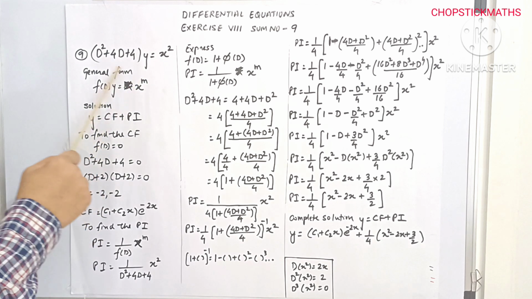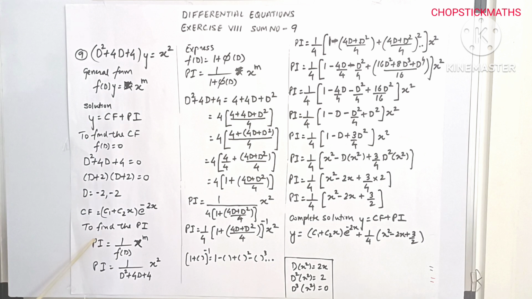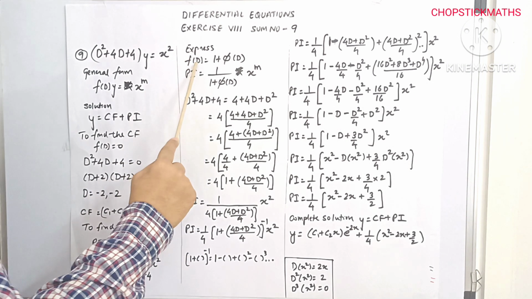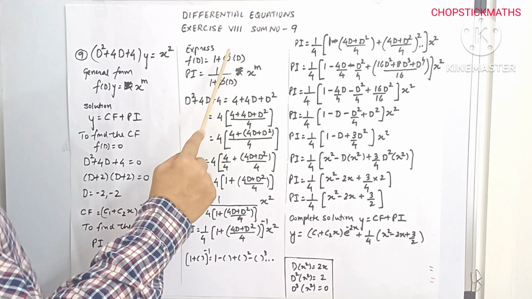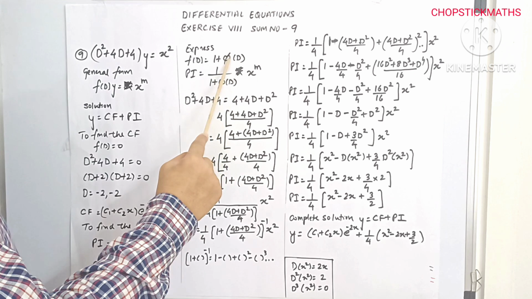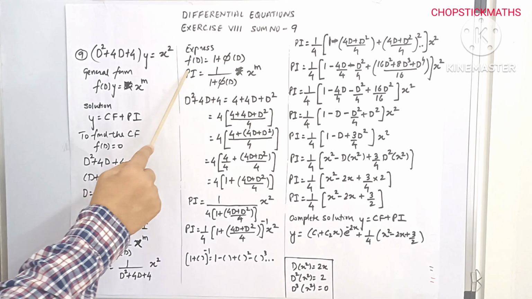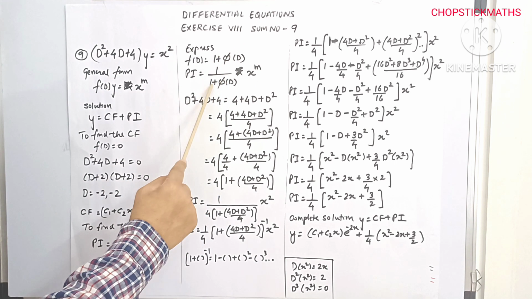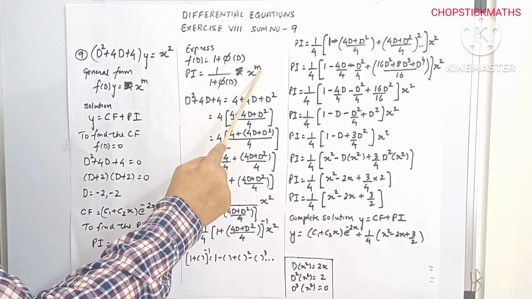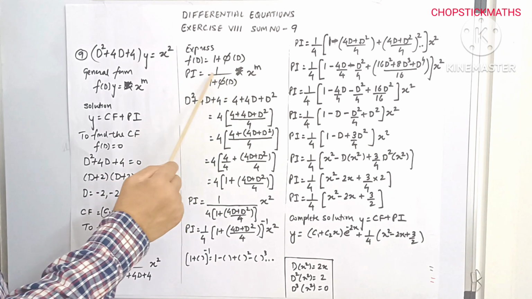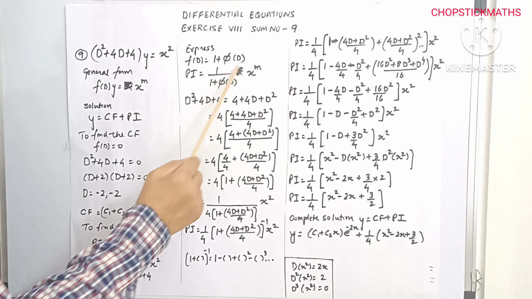Now, the PI for such a differential equation, the formula is PI = 1 upon f(D) into x^m. So PI = 1 upon (D² + 4D + 4) into x². Now, here you have to express f(D) as 1 + phi(D), where phi(D) is some other function of D. So PI will be equal to 1 upon (1 + phi(D)) into x^m. So now let us proceed to express f(D) as 1 + phi(D).